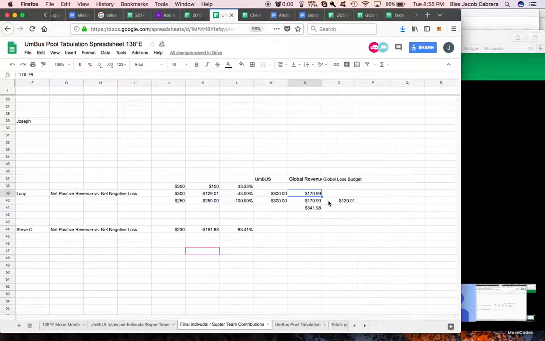So what happens is that these all add up to the same amounts within the UmBUS budget and the global revenue budget and the global loss budget. But then when it's ranked, it'll actually change the hours. So then you're going to do a prorating of the hours, which is super easy to do, right? Because you can just say this is a percentage.